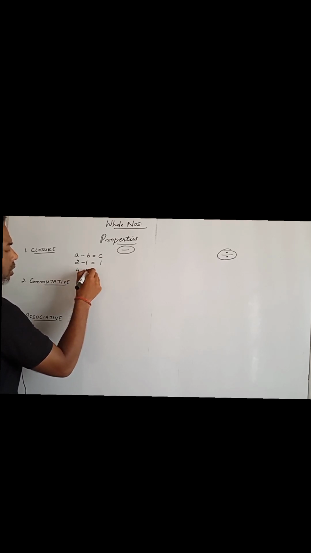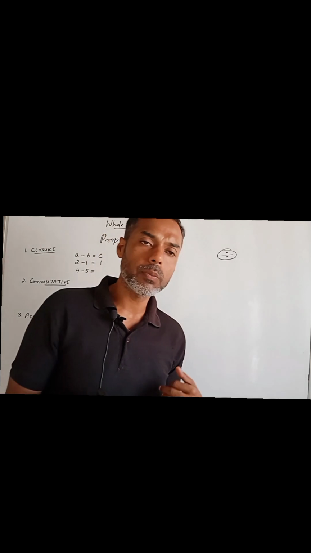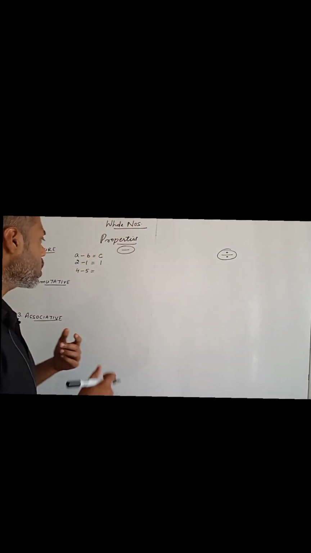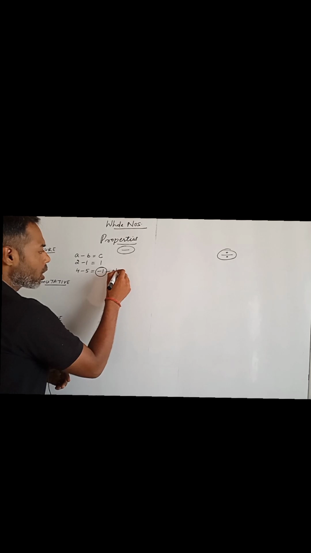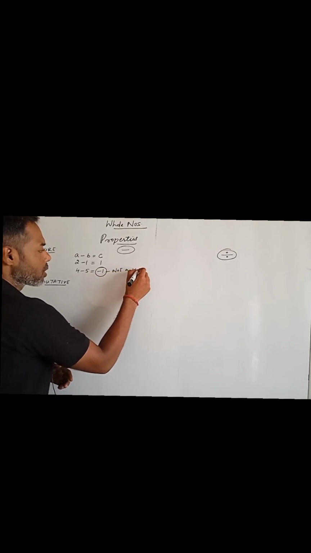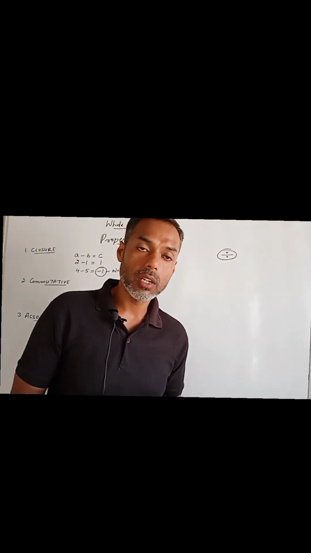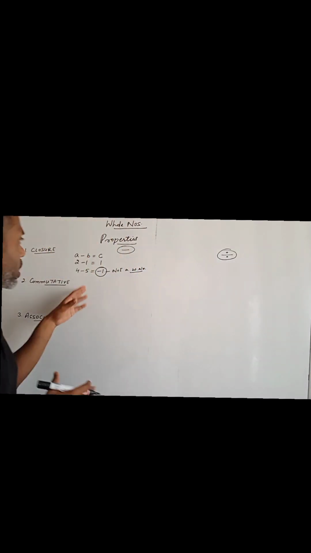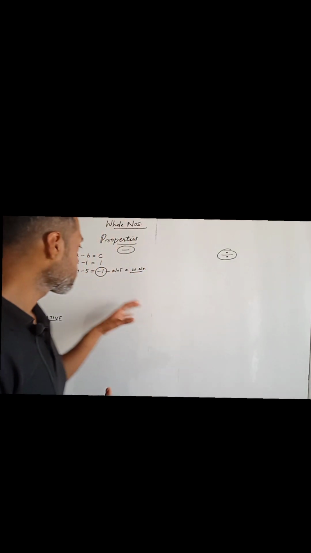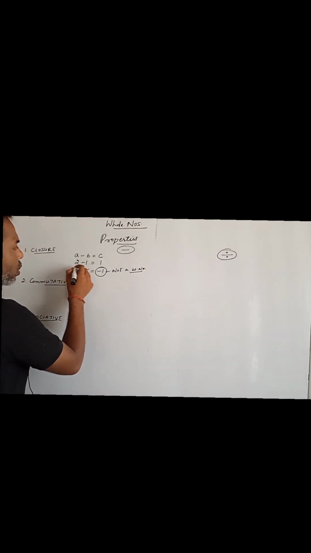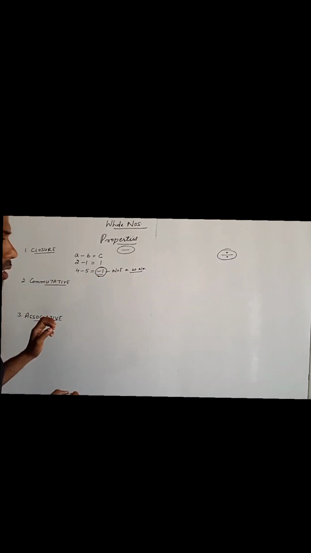4 minus 5. In this case, we cannot subtract 5 from 4, or if we do, we'll get the answer minus 1. Now minus 1 is not a whole number. So it means the closure property in the case of subtraction is not satisfied in whole numbers, because not all the time are we getting a whole number in subtraction.